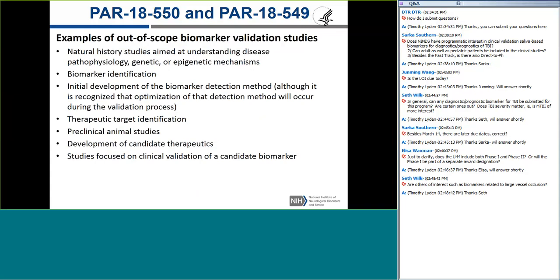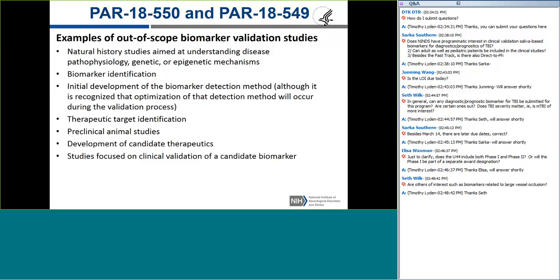Examples of things that are out of scope for the analytical validation funding opportunity are natural history studies, aid in understanding disease, biomarker identification itself, initial development of biomarker detection methods. Again, although we expect that you will have to continue to optimize your detection methods as you're doing your validation. Therapeutic target identification is out of scope.